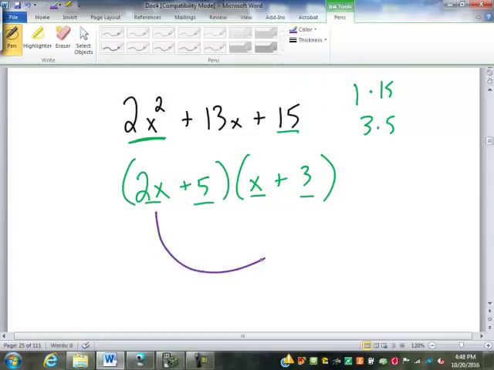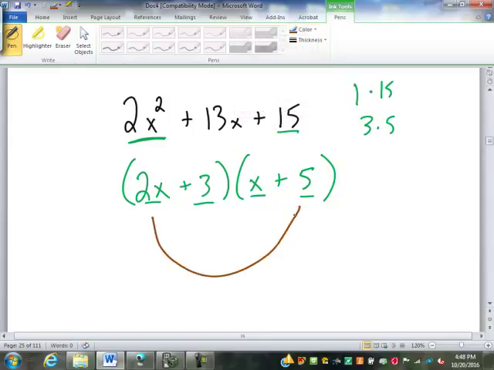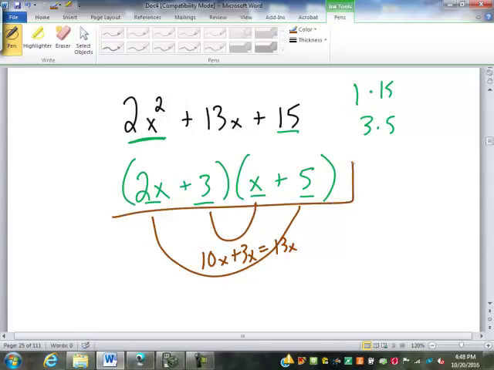So I'm going to check it. 2x times 3 is 6x. 5 times x, 5x, which is 11x. That doesn't work, but I'm not going to scrap the 3 and 5 quite yet because these are different. This is 2x and x. They're not the same. So that means the position I put them in matters. So I'm going to flip them, put the 3 here and the 5 here. Now when I check them, 2x times 5, 10x. 3 times x, 3x. That does add up to 13x. So there it is. Cool.